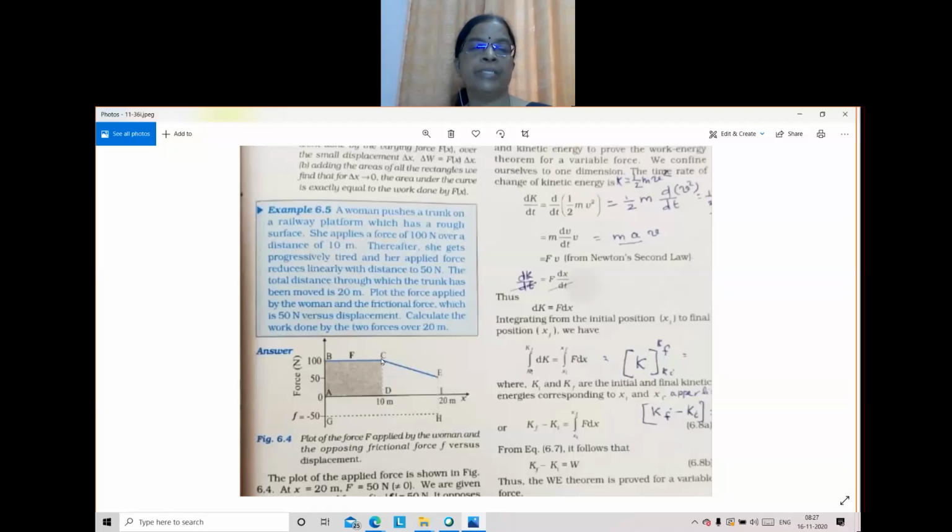So this graph BC represents that. We can draw a straight line. Up to this represents 100 Newton force applied over a displacement of 10 meters. Then she gets progressively tired after applying 100 Newton force for a distance of 10 meters. She is tired. And what does she do? She reduces her force. Applied force reduces linearly with the distance to 50 Newton. Linearly, her force is reduced. Up to 50 Newton, that force gets reduced. So this is 50 Newton.